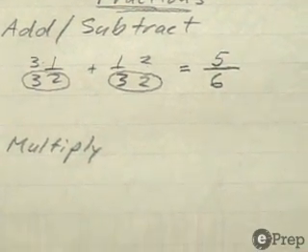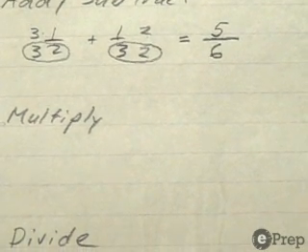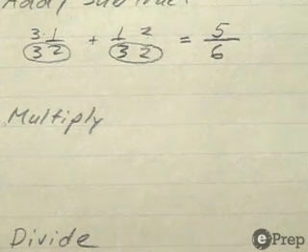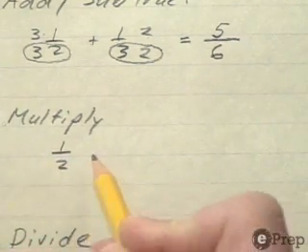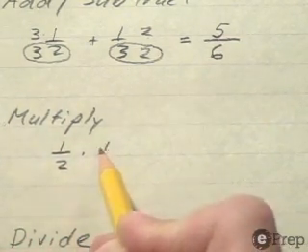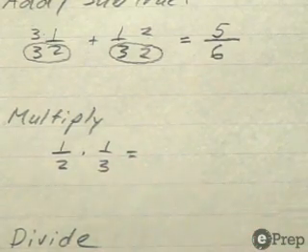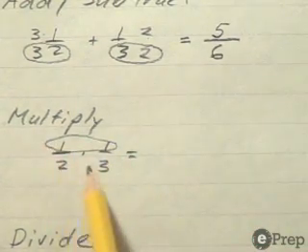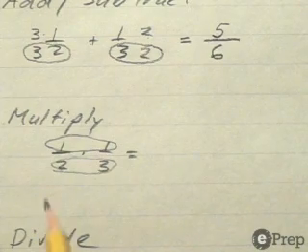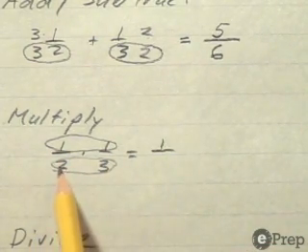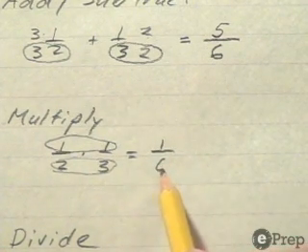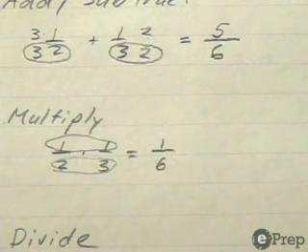Now let's take a quick look at multiplying. So I'm just going to slide the paper up, and dividing will be next. When you multiply, remember that you do not need a common denominator. So if I have 1/2 times 1/3, I'm just going to multiply the numerators and the denominators separately. So in the numerator I have 1 times 1, which is 1, and in the denominator 2 times 3, which is 6. So my final answer is going to be 1/6.